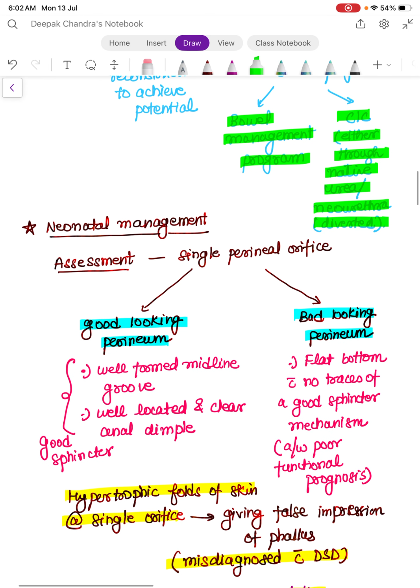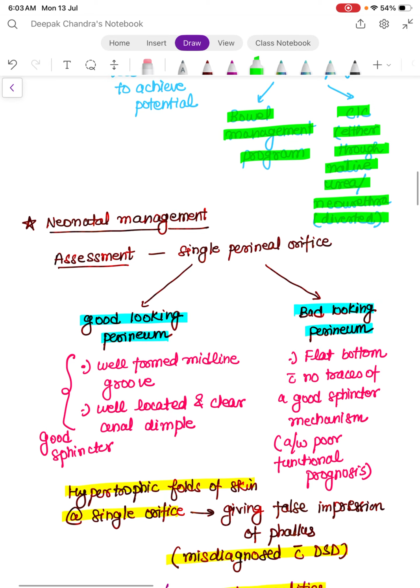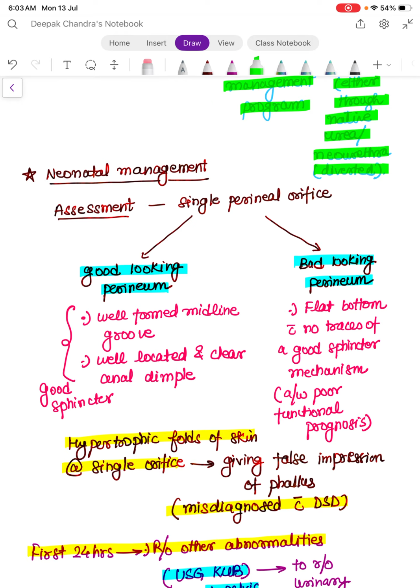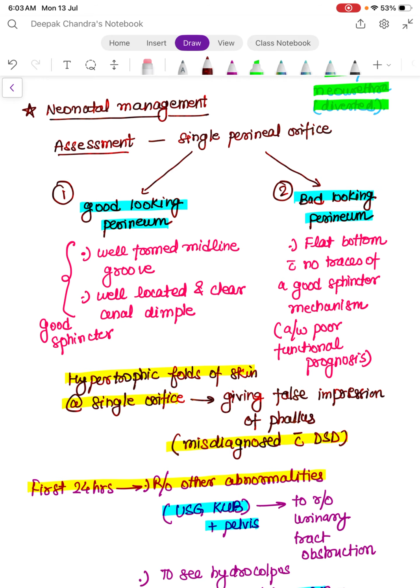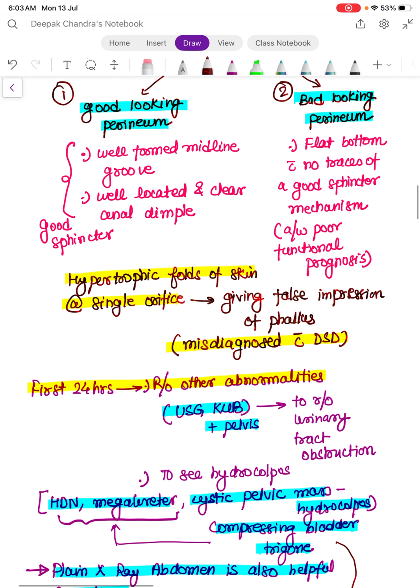Then if a neonate presents, how will we assess? For assessment you will separate the labia, and you will find that there is a single perineal orifice. We can divide it into two groups: one is a good looking perineum, second is a bad looking perineum. A good looking perineum is one where there is a well formed midline groove with a well located and clear anal dimple. This shows that this neonate will have a good sphincter mechanism. And if there is a flat bottom with no traces of a good sphincter mechanism, then we can say it will be associated with poor functional prognosis.